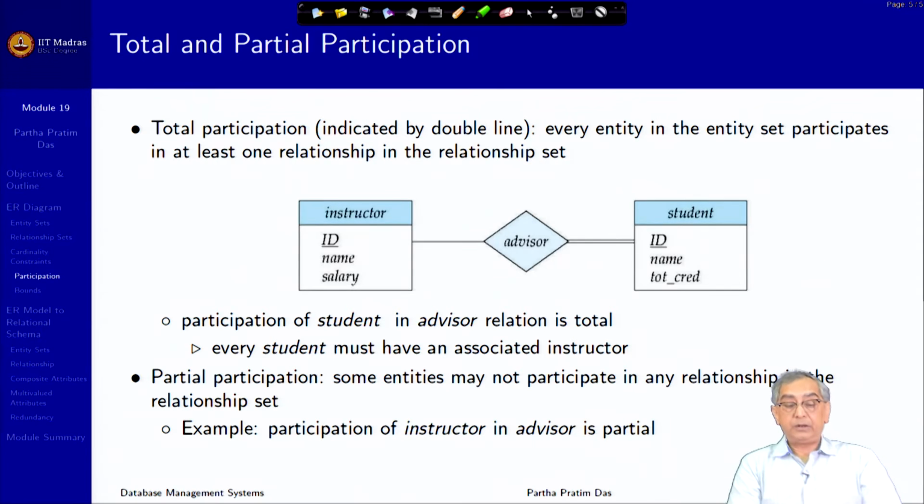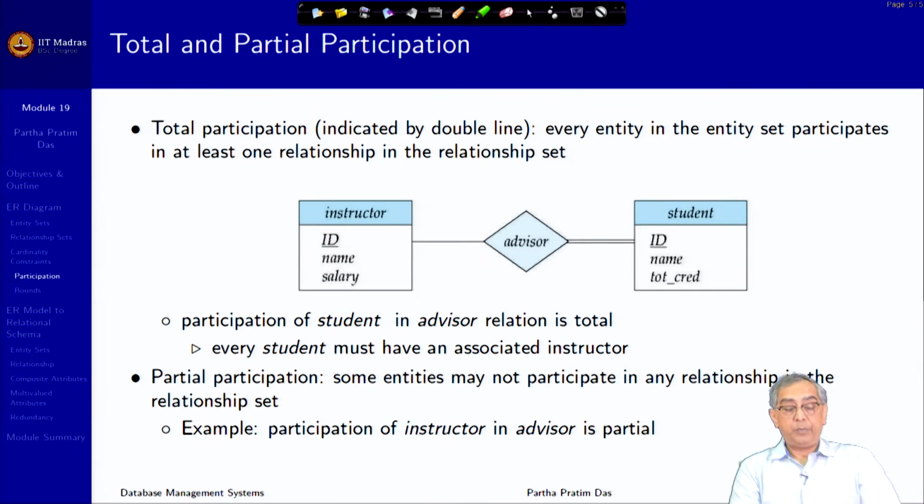Then the question of total and partial participation, we just talked about it in the last module. So, when you have a total participation of an entity set in a relationship, you show that by a double line. So, the advisor line has a double line connection with the student. So, it means that every student must participate in the advisor relationship. In general, as I said, many to 1 could mean it could be 0 also, but that is not possible in this case.